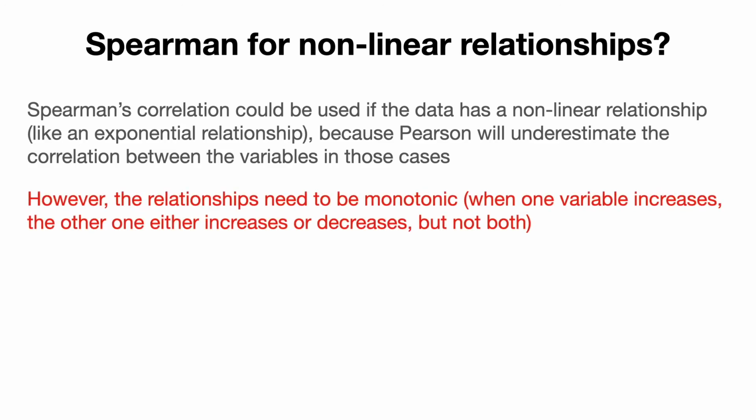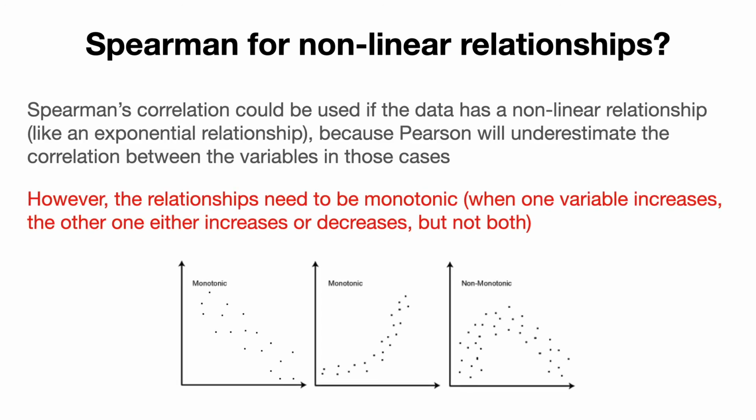So we could have relationships that are monotonic but nonlinear. What won't work is if we have something that increases and then decreases. But we can use Spearman to measure association in situations where the association is not just along a straight line.